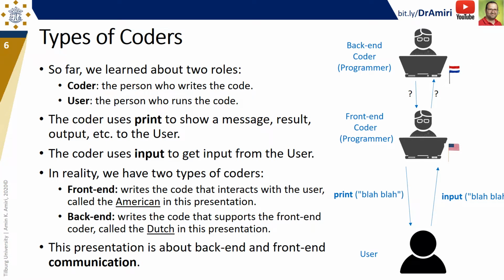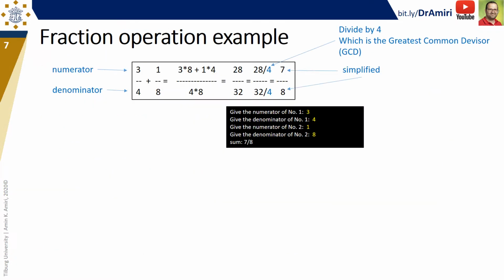This presentation is about how backend coders and front-end coders communicate with one another. I'm going to use the example of fraction operation in the next slides. You already learned how to add two fractions in the past during primary school, hopefully. We have a numerator and a denominator for each fraction.